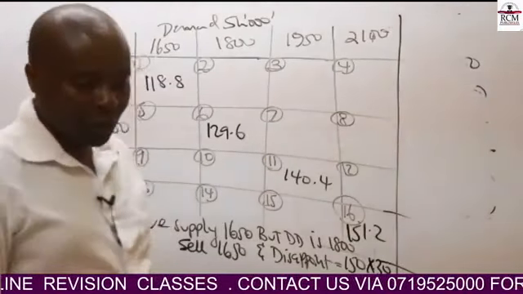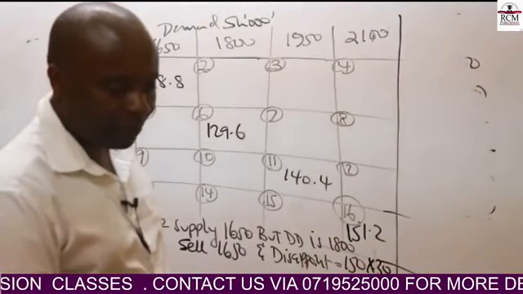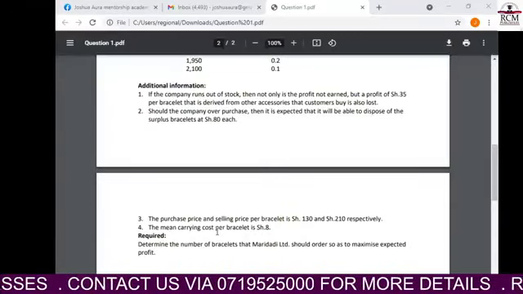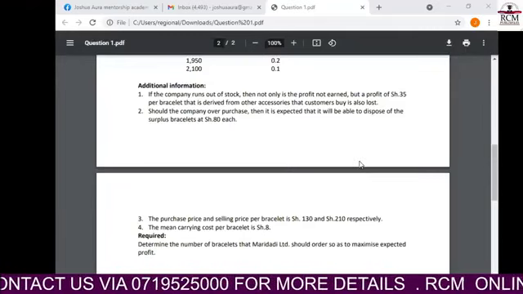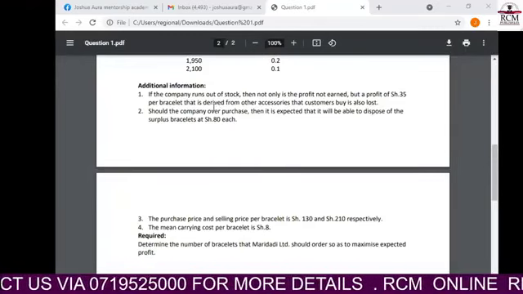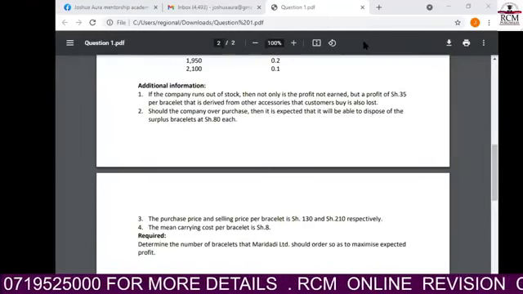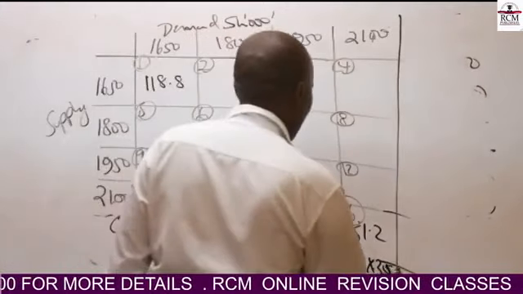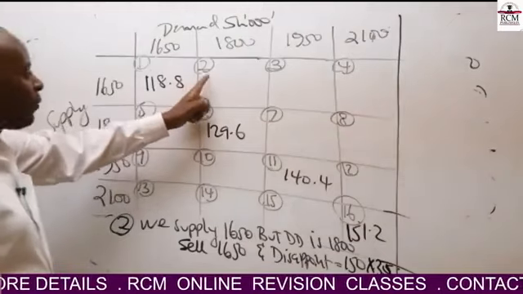We've been given this opportunity cost, ladies and gentlemen, in the question. They have told us that for every customer who comes, just like how Nakumat used to tell us, if you need it, we've got it. A profit of 35 per bracelet that is derived from other accessories that customers buy is also lost. So for every customer we disappoint, we shall be losing 35. So could you kindly go ahead and give me the profit I expect here.